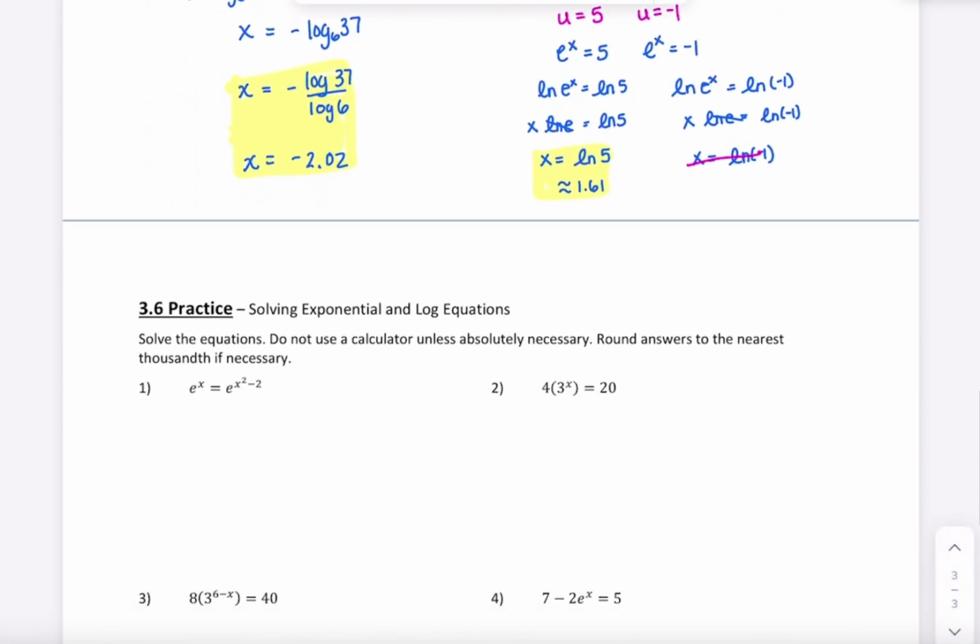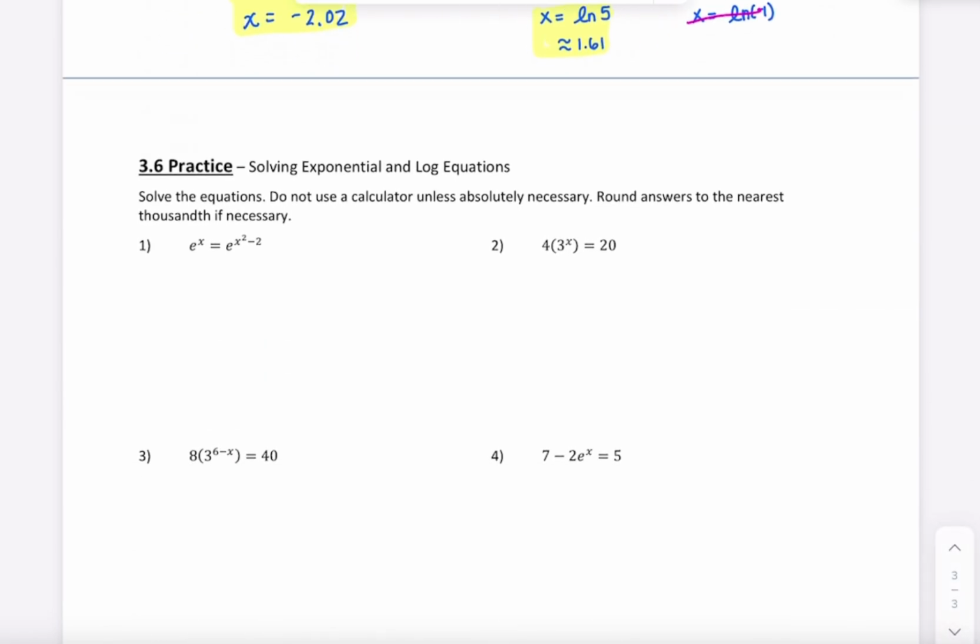All right, and that's what I want you to do for your homework. You're going to solve each equation, and don't use a calculator unless it's absolutely necessary at the end, in which case you can round your answer to the nearest 1,000 or 100.